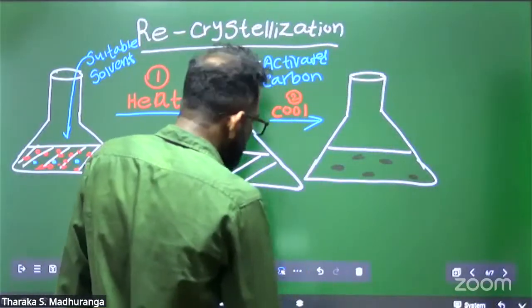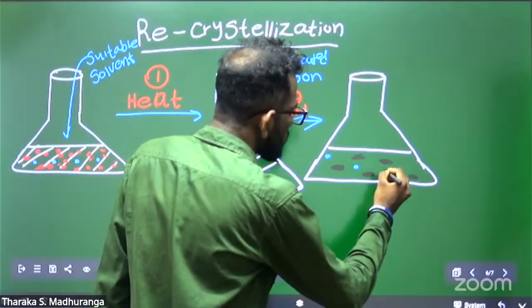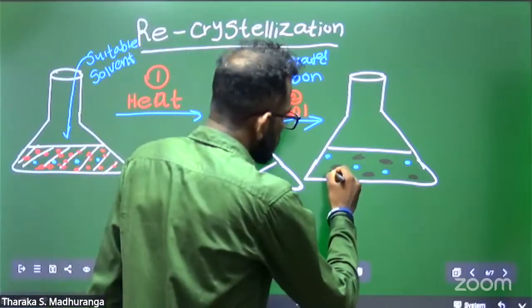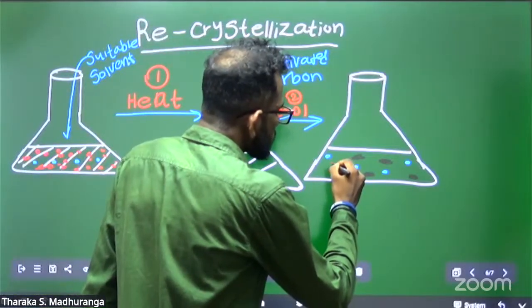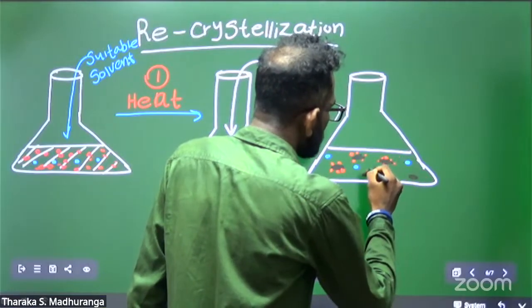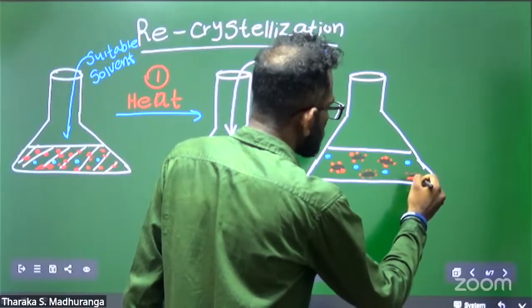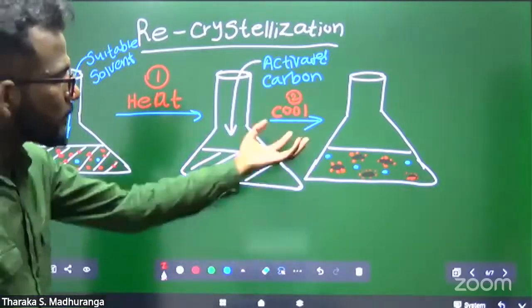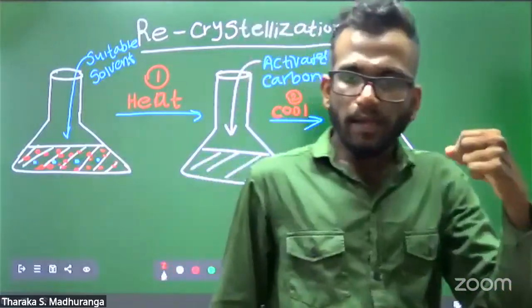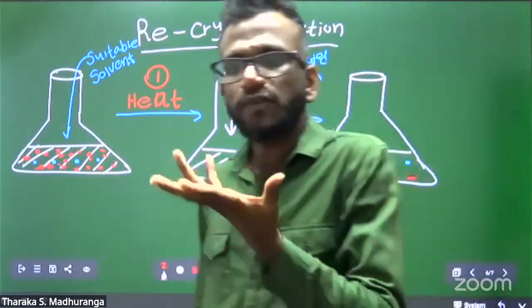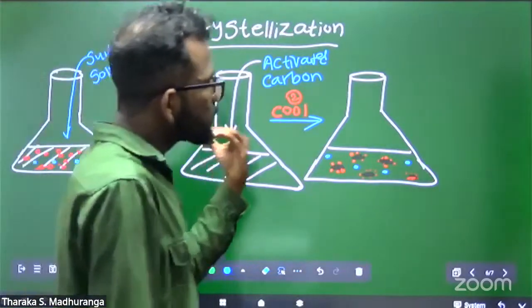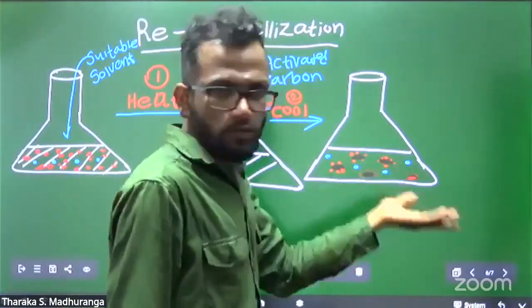Then again, think this is the compound, the blue color compound, and the red color impurities. The activated carbon has a special ability to attract impurities. Okay, then what happened? When they crystallize again, this activated carbon attracts some amount of impurities. It can't attract 100%, but it can attract some amount of impurities in this solution.